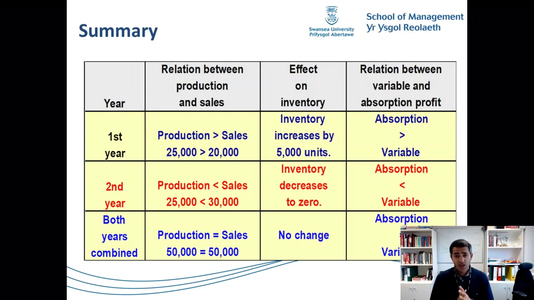And of course, if you combine them together, can you see? You will see that they are all equal. Why? Because now it happens to be 50,000 production, 50,000 sales, so no closing inventory here, and of course the profit would be equal, as we mentioned in the previous slide: 350,000 equal 350,000, the absorption operating profit equal the variable costing profit.